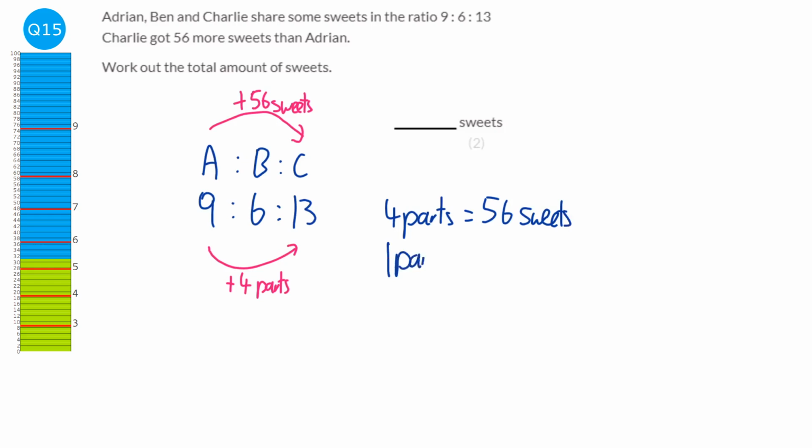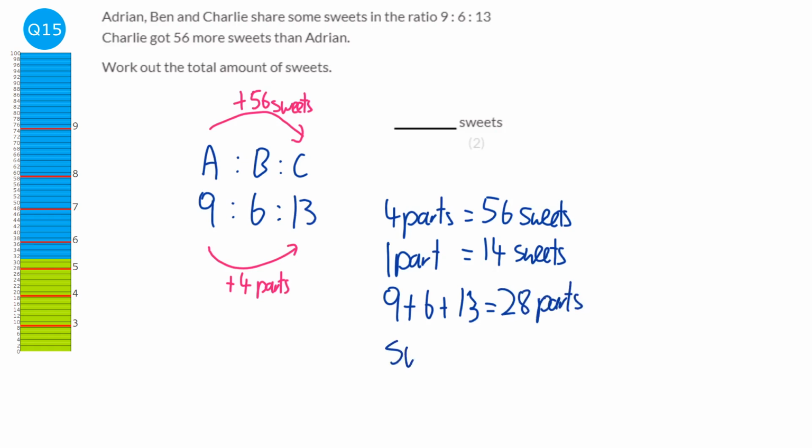So 1 part would be 56 divided by 4, which is 14 sweets. So all we need to do now is work out how many parts there are. Well, there are 9 plus 6 plus 13 parts, which is 28. And each part is worth 14 sweets. So the total number of sweets will be 28 times 14. So 28 times 14 is 392.